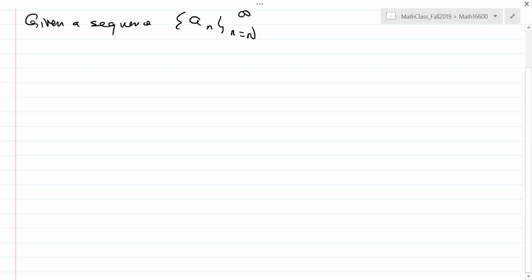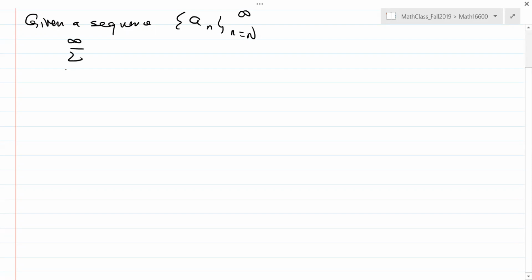Given a sequence, we would like to add all the numbers together. The sum, if we can define it, is called a series. So there's a difference between a sequence and a series. It starts from capital N, which could be 5, could be 10.